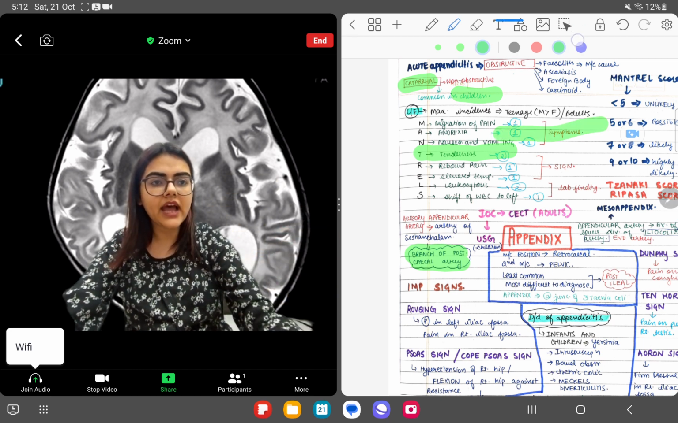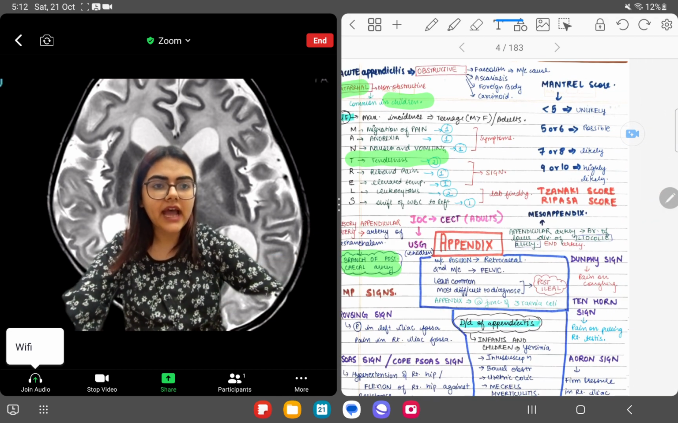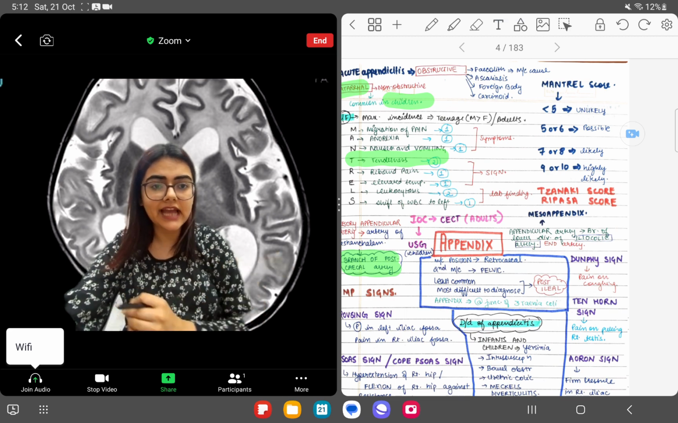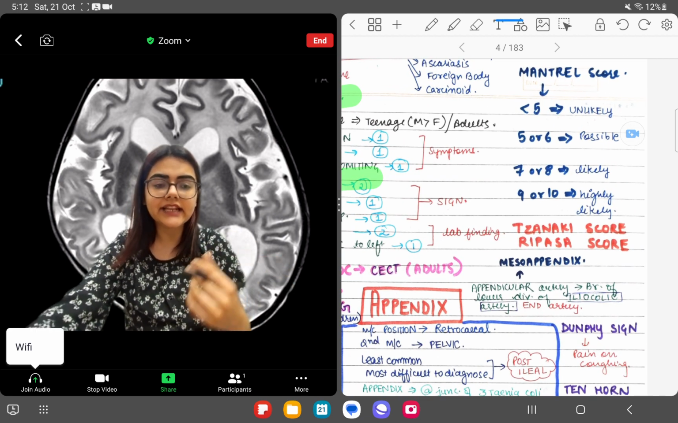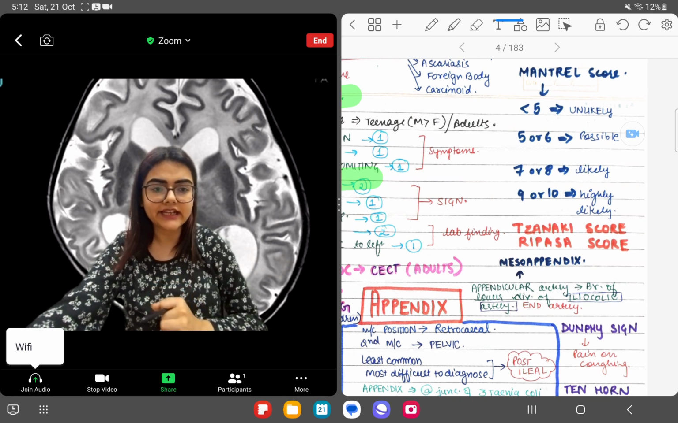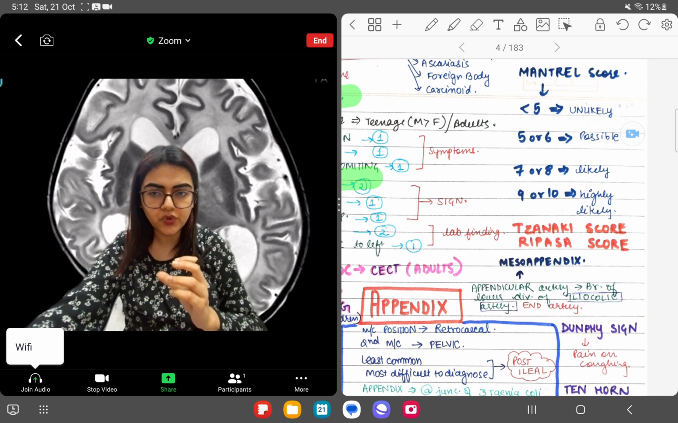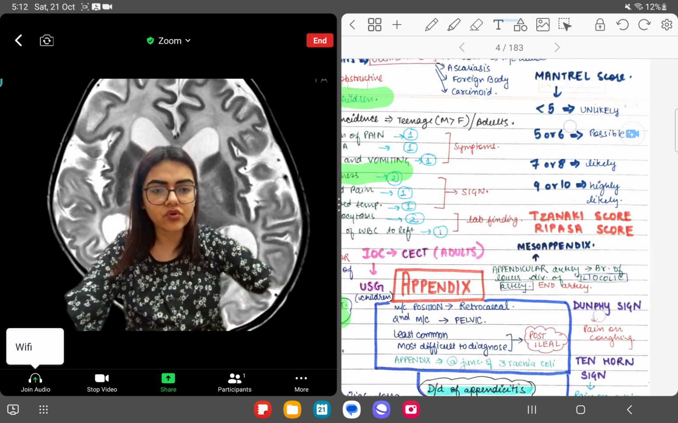Then remember that if the score is less than 5, then appendicitis is unlikely. 5 or 6, then it is possible. 7 or 8, it is likely, and 9 or 10, it is highly likely, okay. And we also have some other scores for diagnosing acute appendicitis, that is your Tzanakis score and RIPASA score, okay.